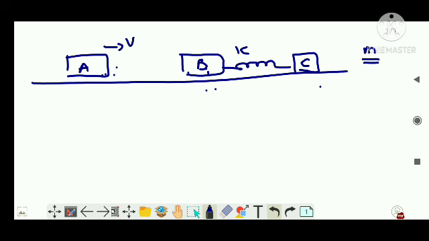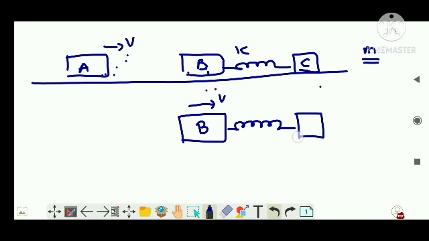So when A is undergoing an elastic collision with B, B will now move with velocity v, and A will come to rest. So A will be at rest. Now B will be moving with velocity v. Now you can just forget A, just for now.